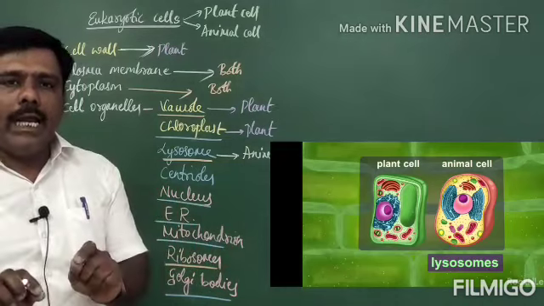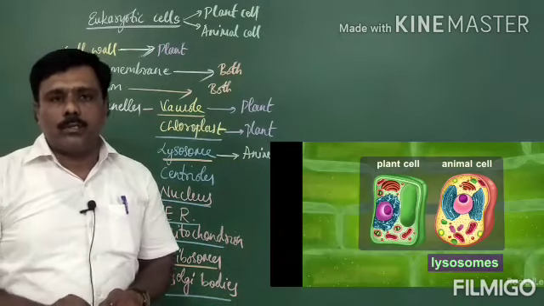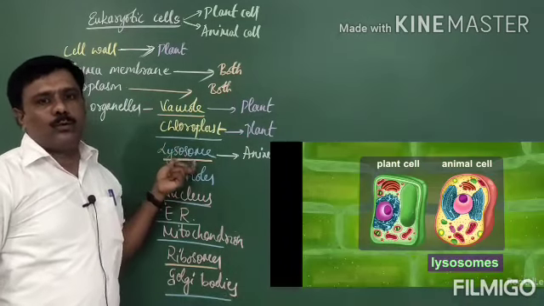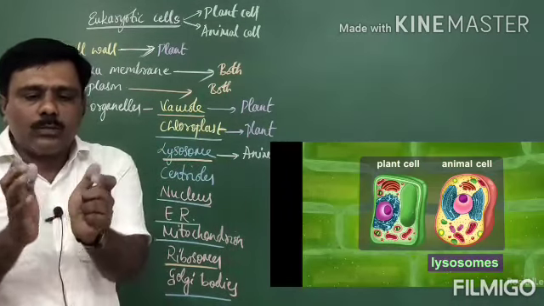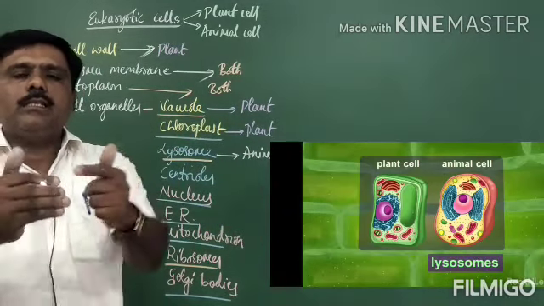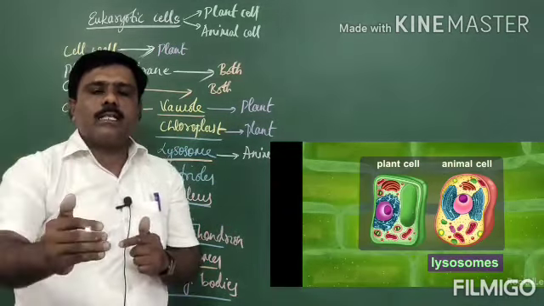Non-functioning cell organelles are destroyed by certain enzymes. Those enzymes are present inside these lysosomes. So whenever these lysosomes burst, they release their enzymes, and those enzymes will destroy non-functioning cell organelles.